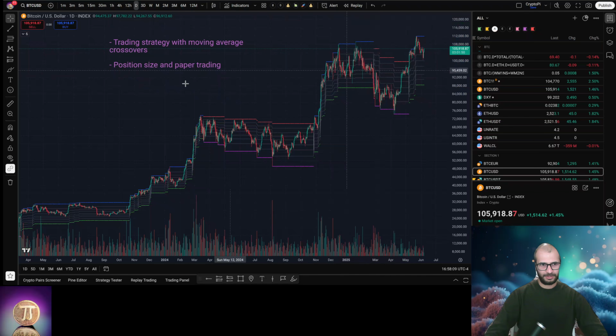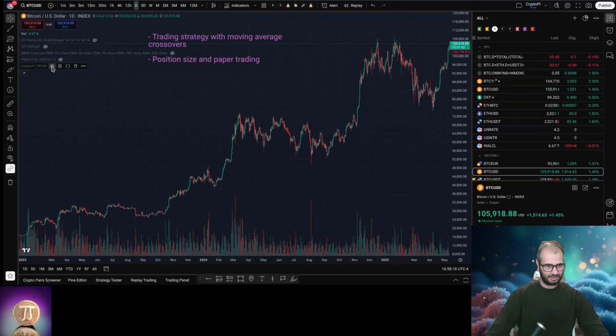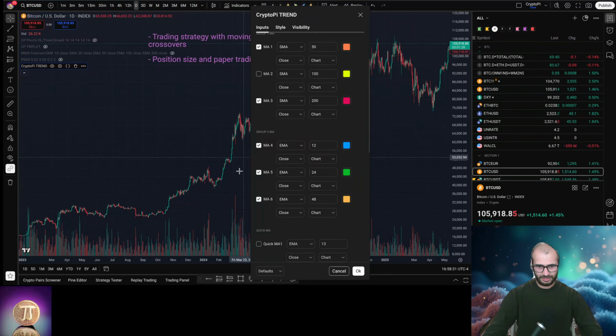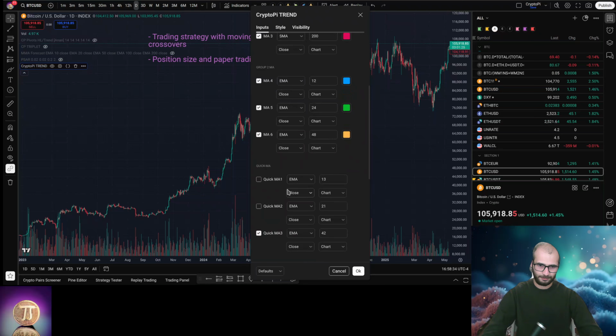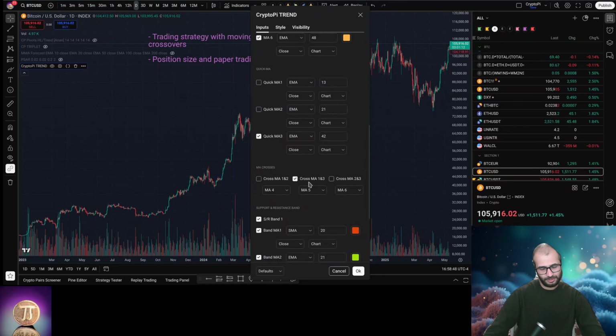Now, coming to the trading strategy with moving averages. For the moment, let's hide the stop bands again, and I'll switch on the trend bands, where I have grouped a couple of moving averages as SMAs, simple moving averages, EMAs, exponential moving averages, quick MAs, which indicate an uptrend and the downtrend and are represented just by one moving average, and the crossovers of moving averages.